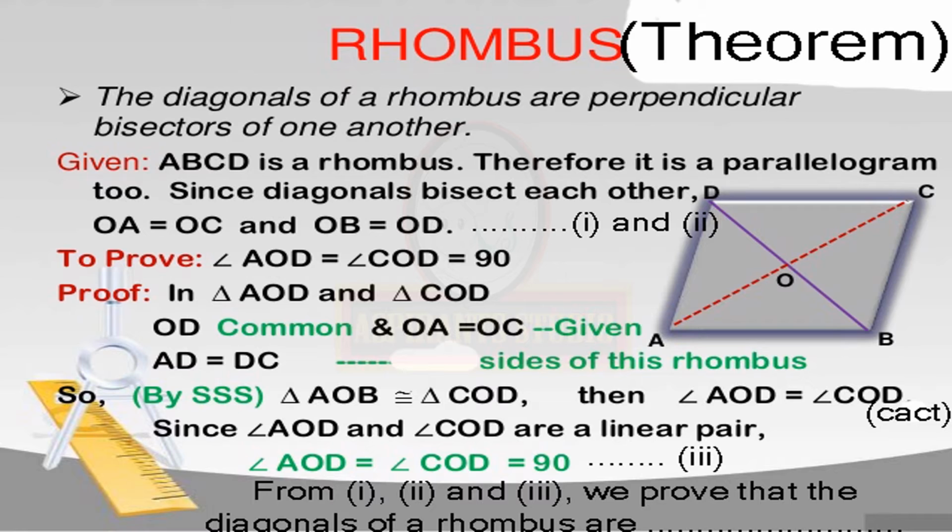Quadrilateral ABCD is a rhombus, therefore it is a parallelogram too. Like this you have to start the proof. Quadrilateral ABCD is a rhombus, therefore it is a parallelogram also. Since diagonals bisect each other, OA is equal to OC and OB is equal to OD. In a parallelogram, diagonals bisect each other. So OA is equal to OC and OB is equal to OD.